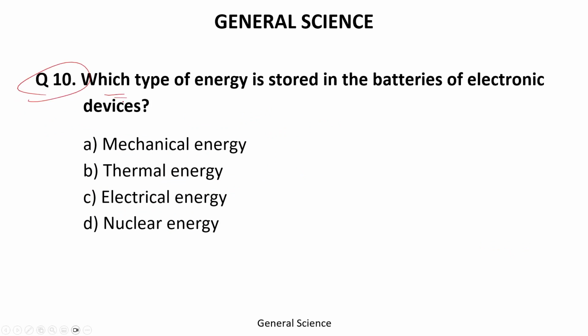10th question we have. Which type of energy is stored in the batteries of electronic device? Very simple question. Mechanical energy, thermal energy, electrical energy, nuclear energy. By understanding the question and reading the options, you will get an answer. So 20 seconds you have to think and answer. Time starts now. Time's up.